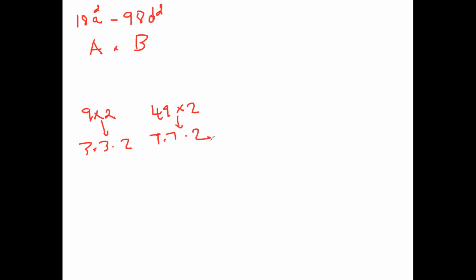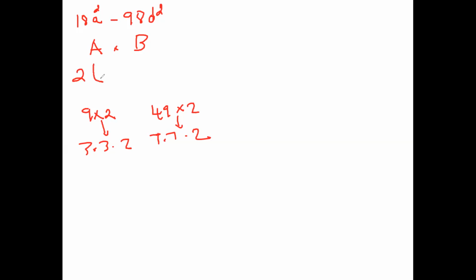So what's the highest number that exists in both? Only 2. It's the only common factor. Common means it's here and here. So you're going to put 2. Then we have a squared and d squared. They're not the same, so nothing is common between those two.